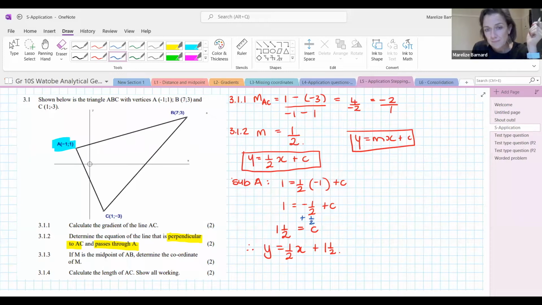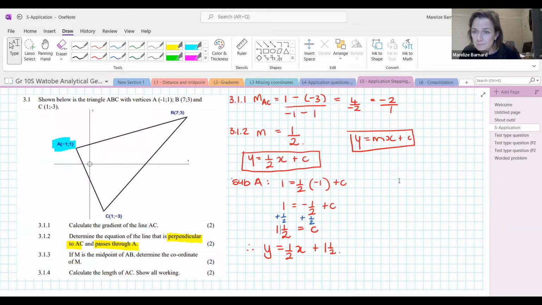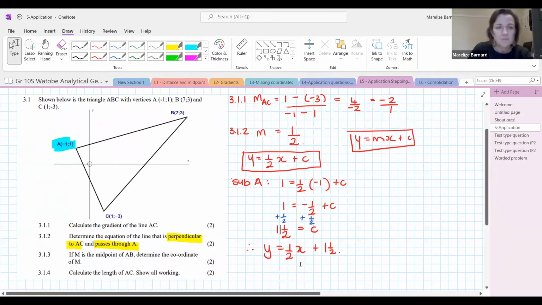We add it. If I add it on one side, I must add it on the other side as well. So 1 plus 1/2, last time I checked, is 1.5. So that's why it is 1.5. So c is 1.5. Okay. 3/2 is fine. Any other questions in the chats? Right. Okay. Let's carry on.